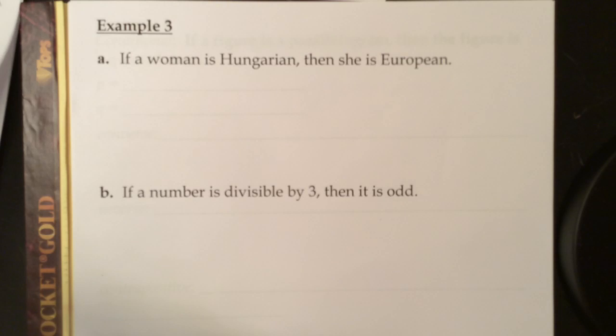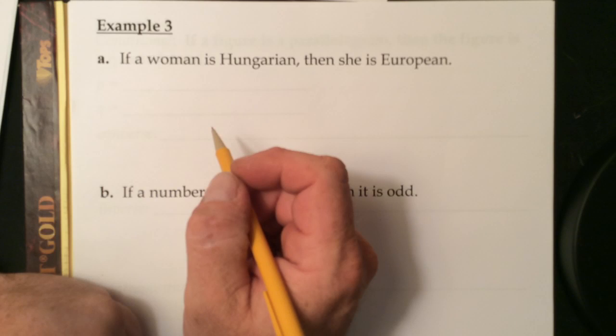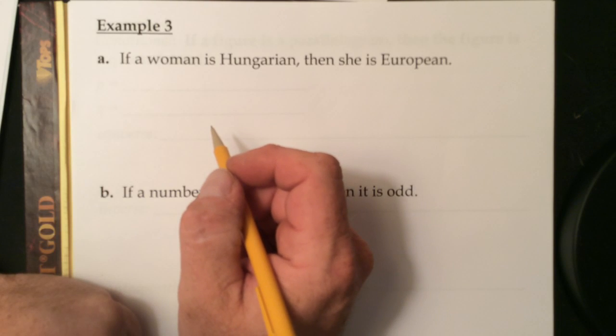Example 3. In this example, you'll identify parts to the conditional and determine a counterexample if the conditional is false. And here we go. They want us to underline p, the hypothesis, and circle q, the conclusion, for each. Is the conditional true or false? If it is false, find the counterexample. A. If a woman is Hungarian, then she is European. Okay, so they want us to underline the hypothesis, which is p, and circle the conclusion, which is q.